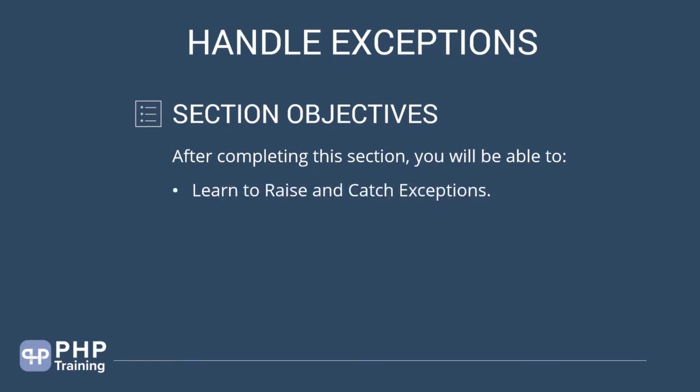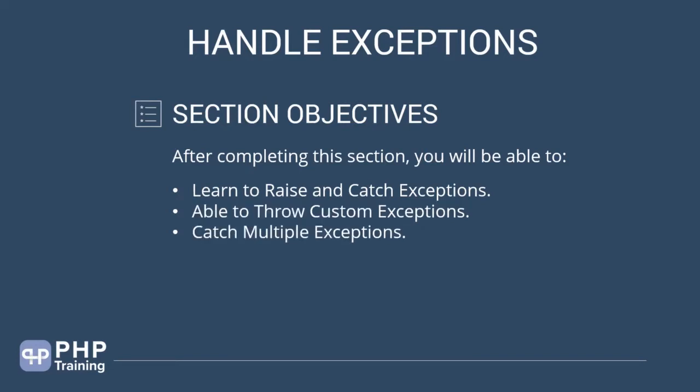You'll learn how to raise and catch exceptions. We will try to raise our own custom exception, and we'll try to catch those exceptions. We'll be able to throw custom exceptions as well, and then we'll catch multiple exceptions, not just one. We can loop the exceptions and then catch multiple exceptions. We'll understand how to use the finally block with the try and catch block.